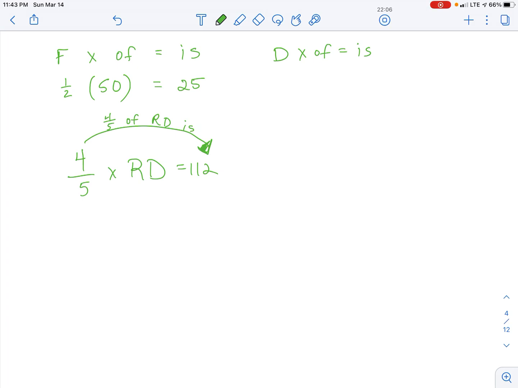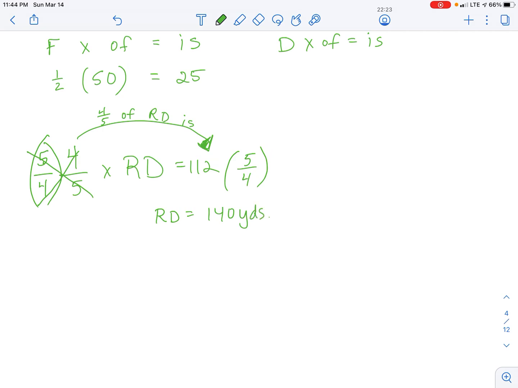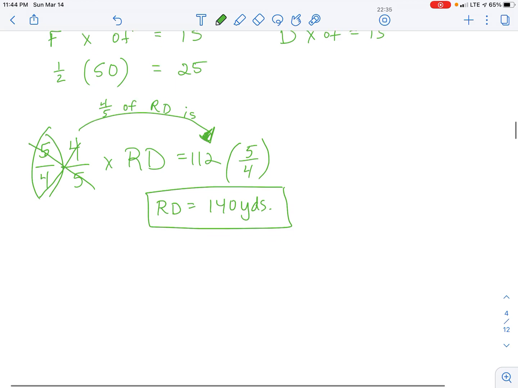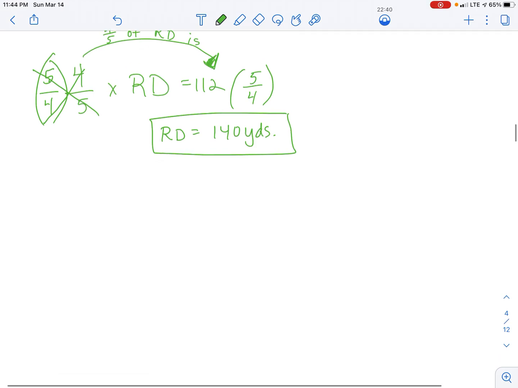So we just solved this. 4/5, and we can multiply by the reciprocal here. Right, because that'll cancel that out. And when you do the math here, it's going to turn out to be 140 yards. The most important part here is figuring out how to set this up. Okay, but that's the fraction of, so 4/5 of the required distance is 112 yards. Okay, so what was the required distance? What's the total amount? 140 yards.